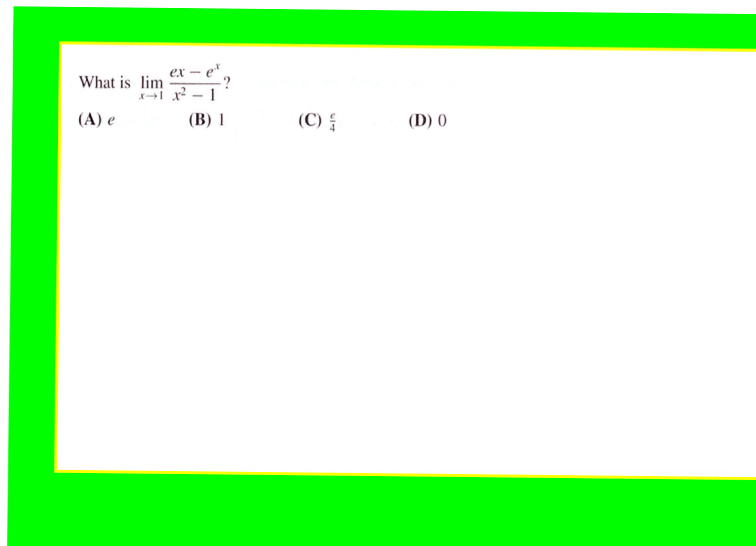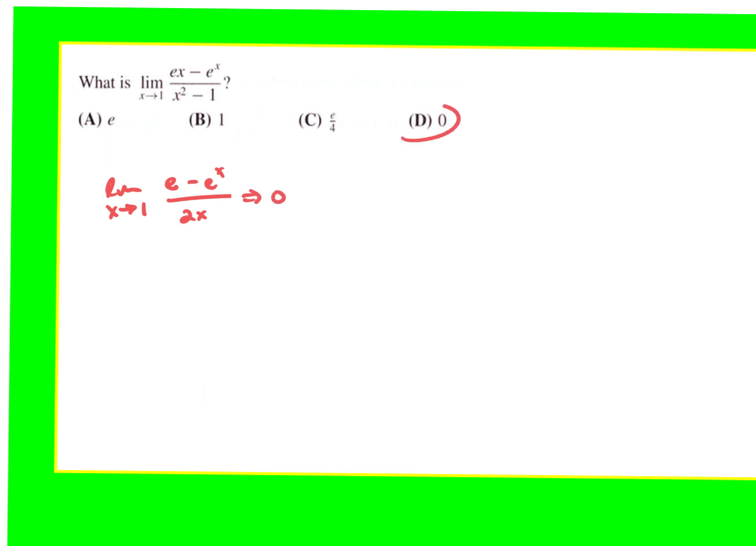So now we end up with a limit as x approaches 1 of what? E, and then minus e to the x over 2x. Now, if I substitute in 1, what happens? 0 over 2. Good. So I get 0 over 2. Now, so what do I get? I get 0.